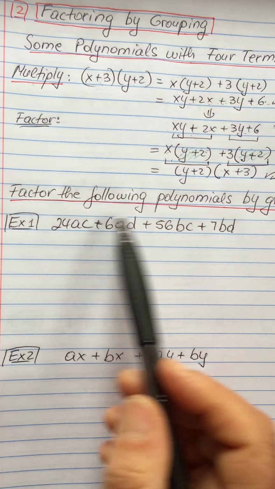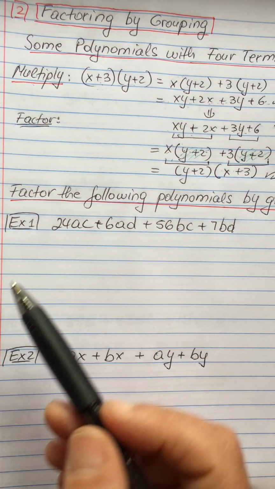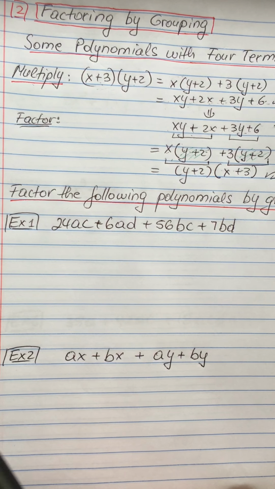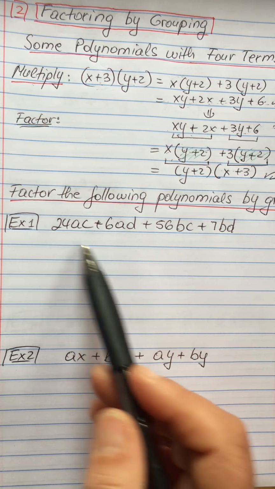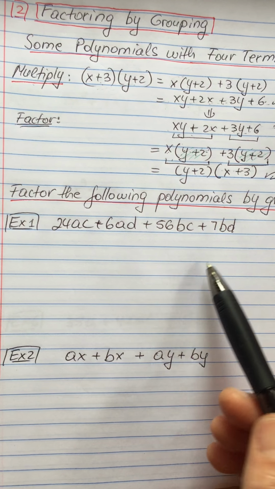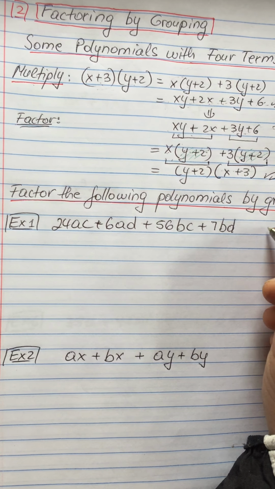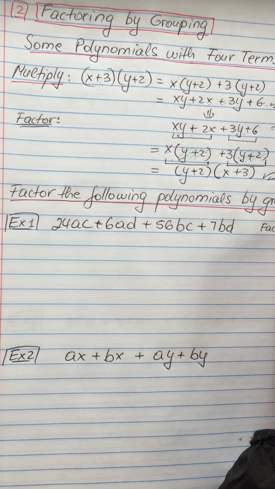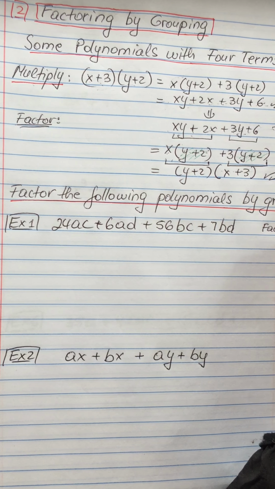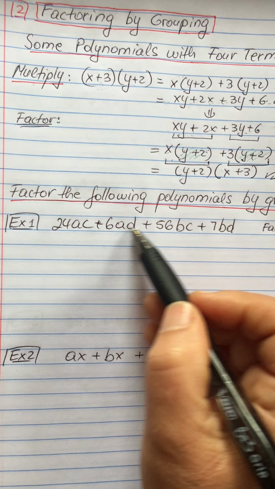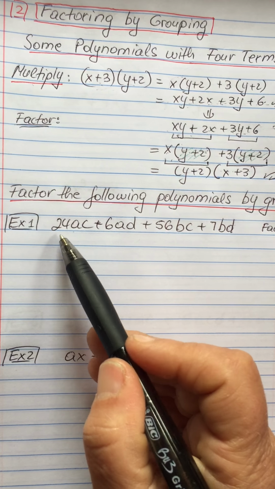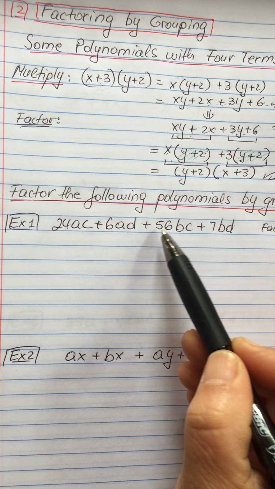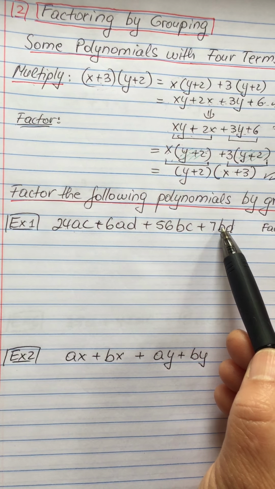Now let's go and discuss some more examples. Now we factor these 4 terms polynomials by grouping, okay? Now, the first thing that we always have to do when we start a factoring process, we have to check what is the greatest common factor. So we have to factor out, if we can, the GCF. And GCF is the common factor of all terms in the polynomial. So let's check. 24, 6, 56, and 7. So we do not have a common factor here.